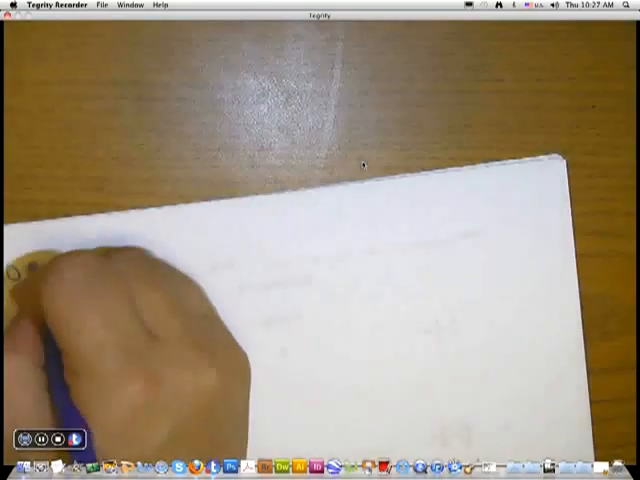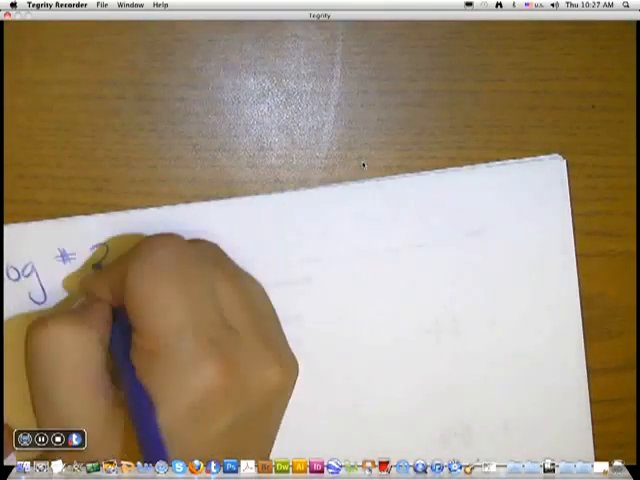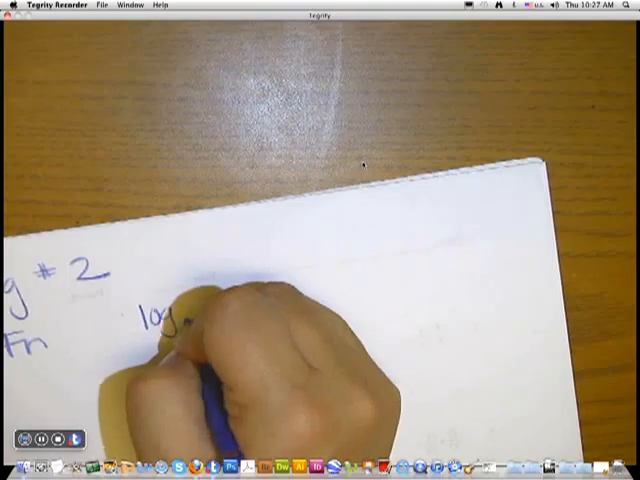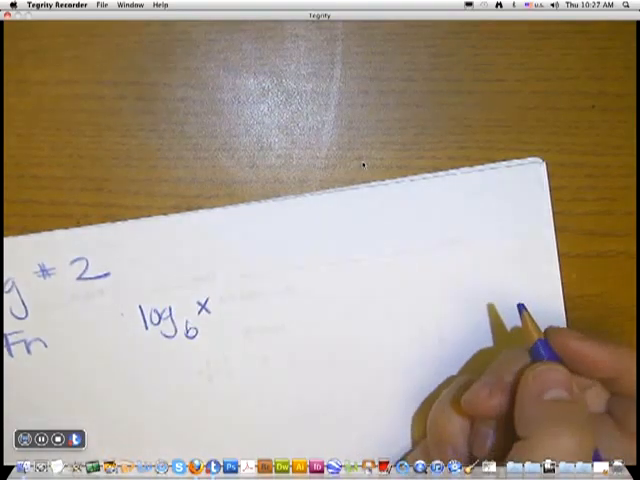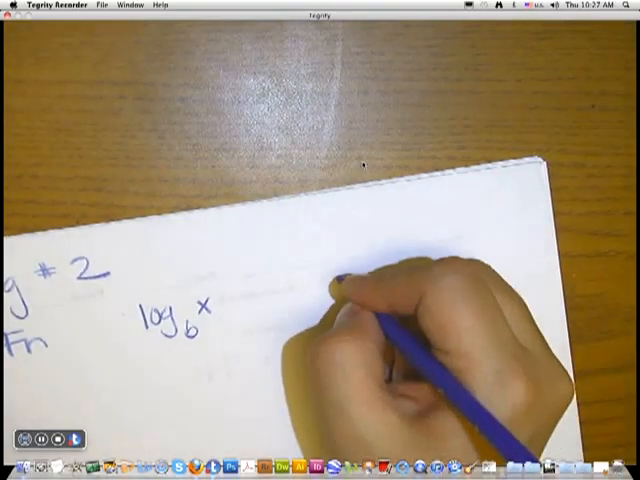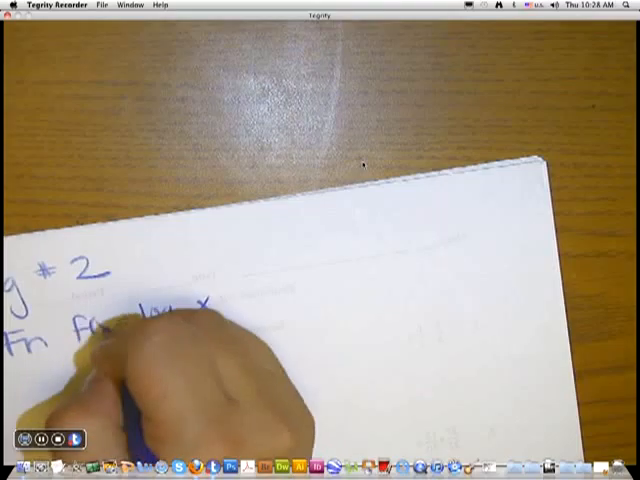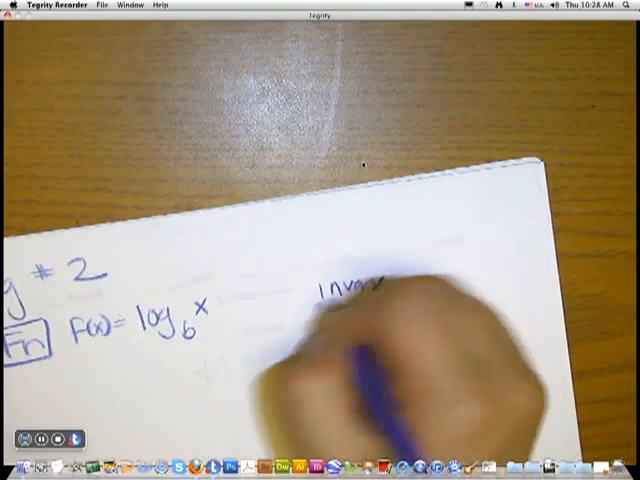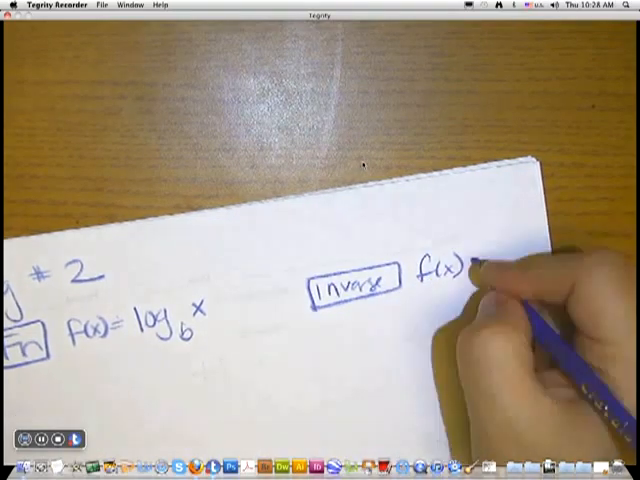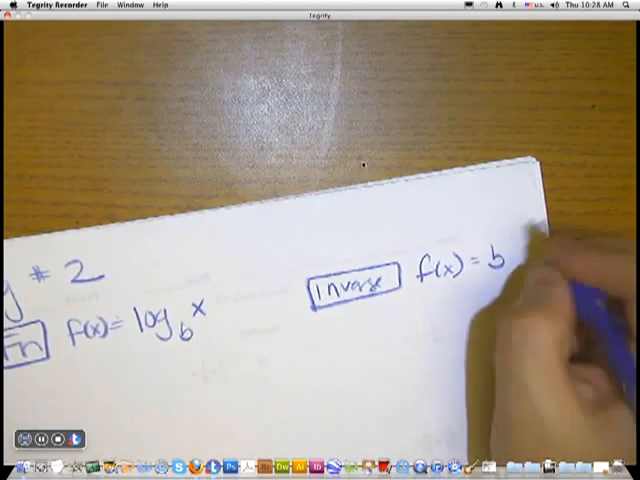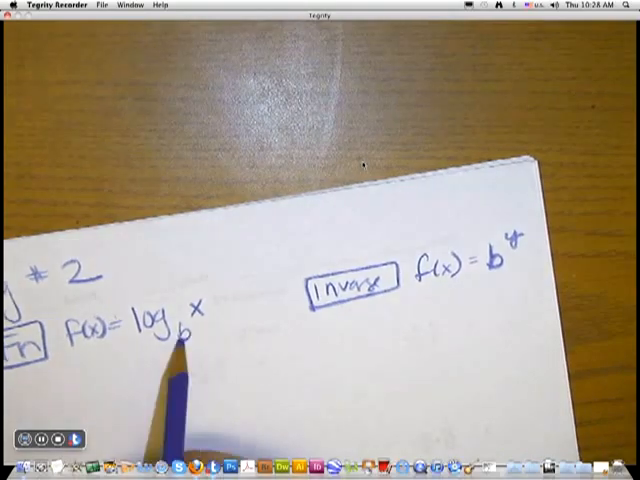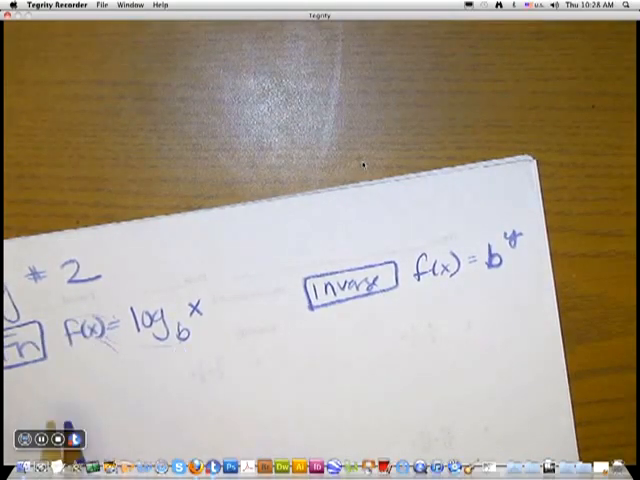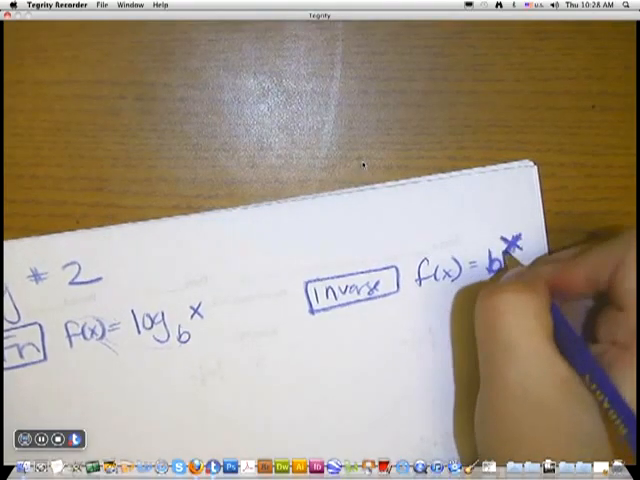All right, logs number 2. Log number 2, we talked yesterday about its function being log base b of x, and its inverse is b to the y, because if that kicks up, this is a y value. b to the x doesn't really matter, I guess, what we call it.